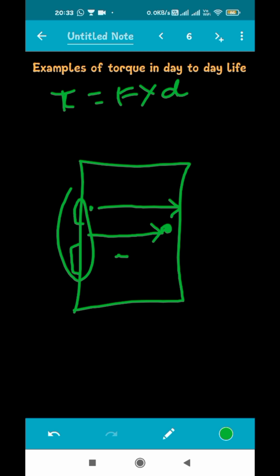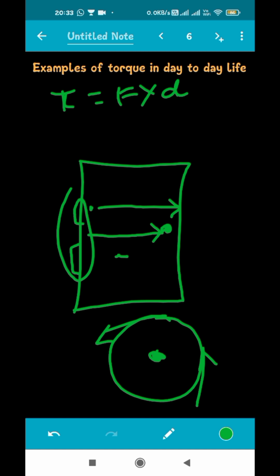Another example is in case of driving a car. We see that in case of a steering wheel, there is a circular portion in the middle, but we apply a force on the rim, on the end. Why don't we apply it at the center? Same reason, because at the center it is pivoted. So our point of application of the force has to be at the farthest position, that means at the rim.